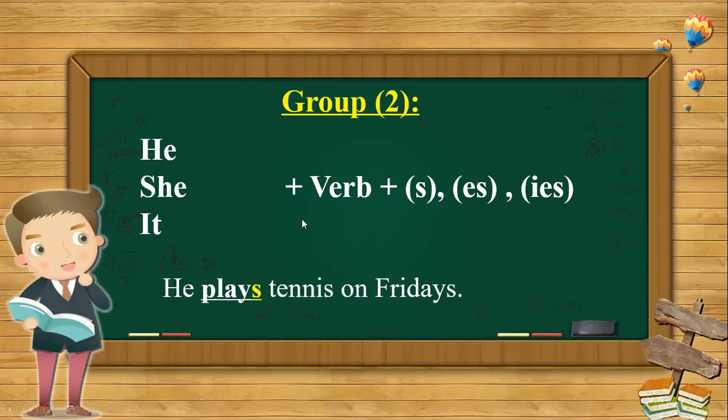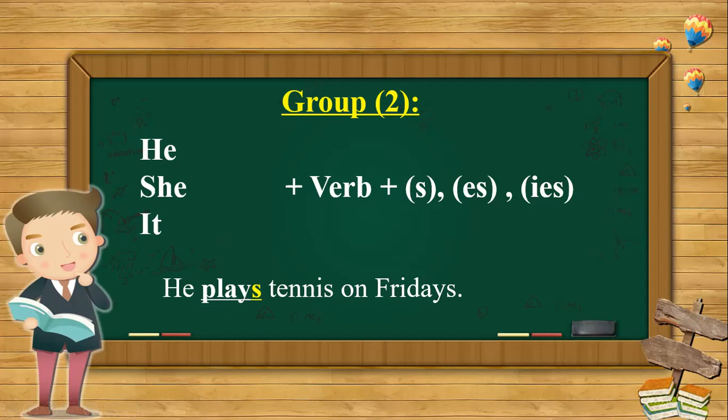Okay, let's see. For example, he plays tennis on Fridays. Can you see the s? Yes. Why did we put the s here? Because we have he, the subject he. And he, she, and it, they have what? Excellent. They have a sweet s in their pocket. They give it to the verb, so they give it to play. It becomes plays.